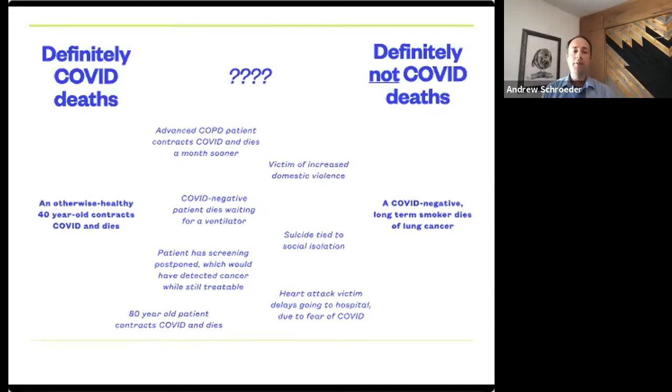What about the patients who have their cancer treatments postponed? What about the victims of domestic violence? Individuals who die by suicide due to social isolation? The heart attack victims, and there were a bunch of them in New York City early on, who were afraid of contracting COVID and so waited too long to call an ambulance and died as a result of that, right? In each of these scenarios, I think you could make a pretty good sounding argument to either say that this is a COVID death or to say it's not really a COVID death, it's some other kind of death, right?